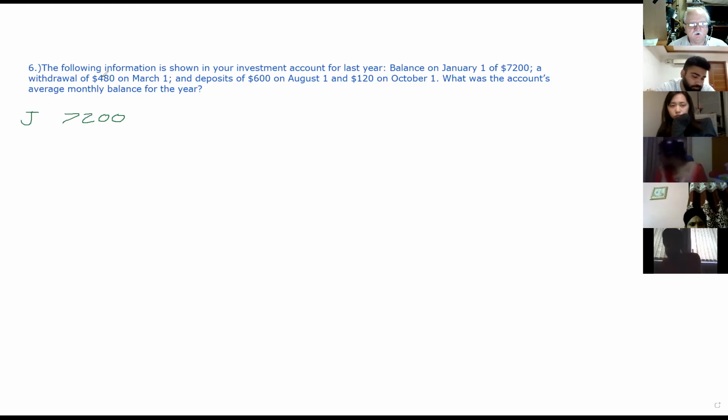A withdrawal of 480 on March 1st and deposits of 600 on August 1st and 120 on October 1st. What was the account's average monthly balance for the year? So they want us to do balance for the whole year.